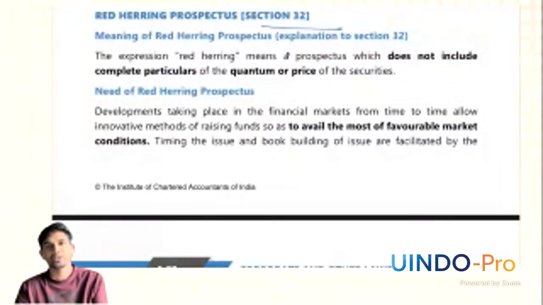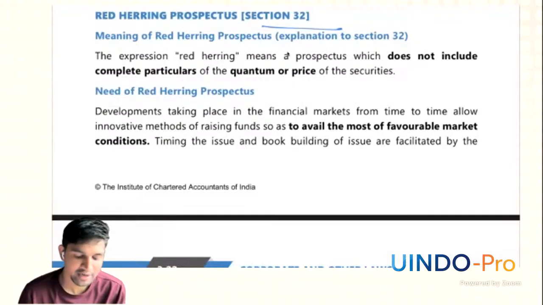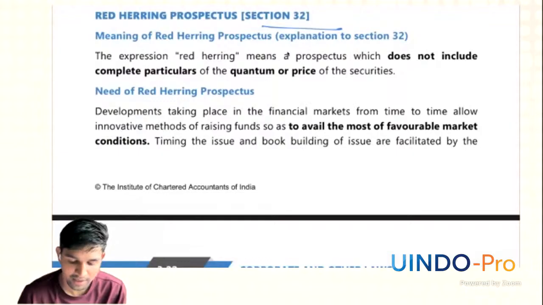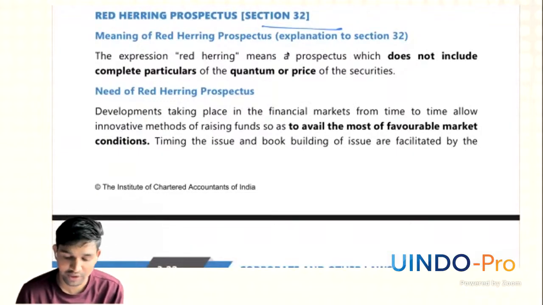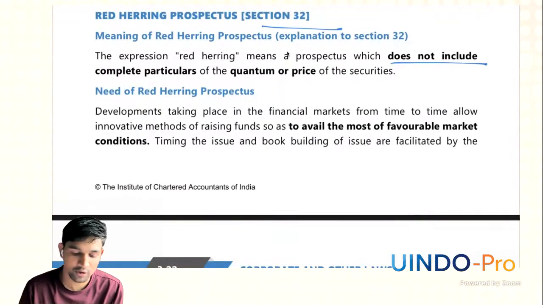Have learned section 31, in which we have seen sale prospectus. Now we are going to learn red herring prospectus. Red herring prospectus meaning has been defined in the explanation to section 32, where it says red herring means a prospectus which does not include complete particulars of quantum or price of securities.